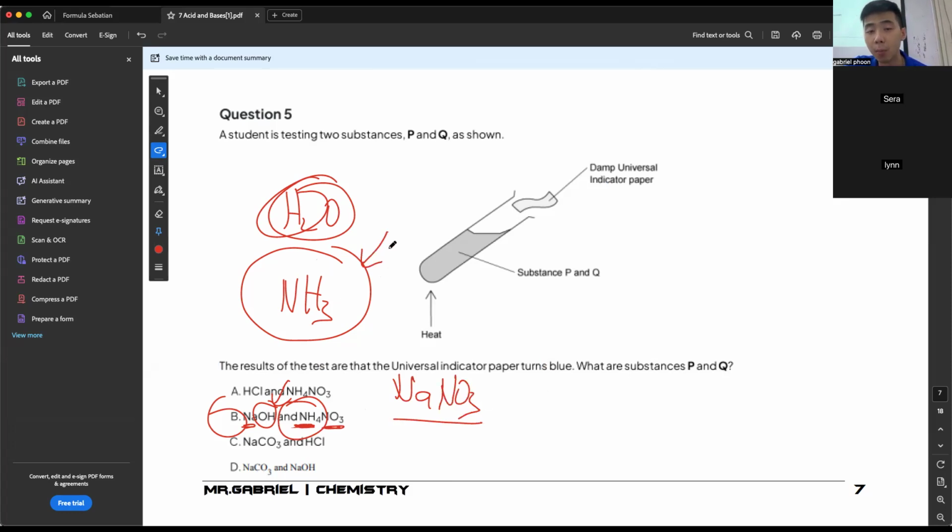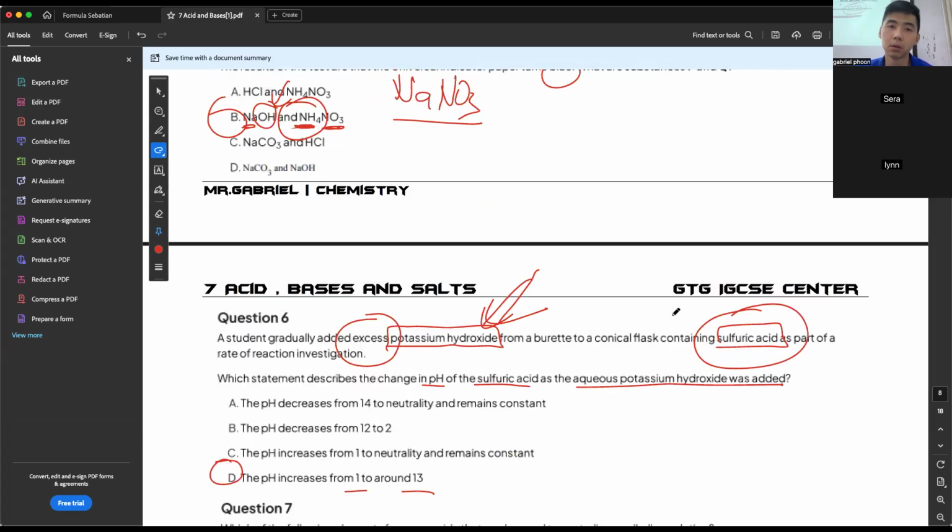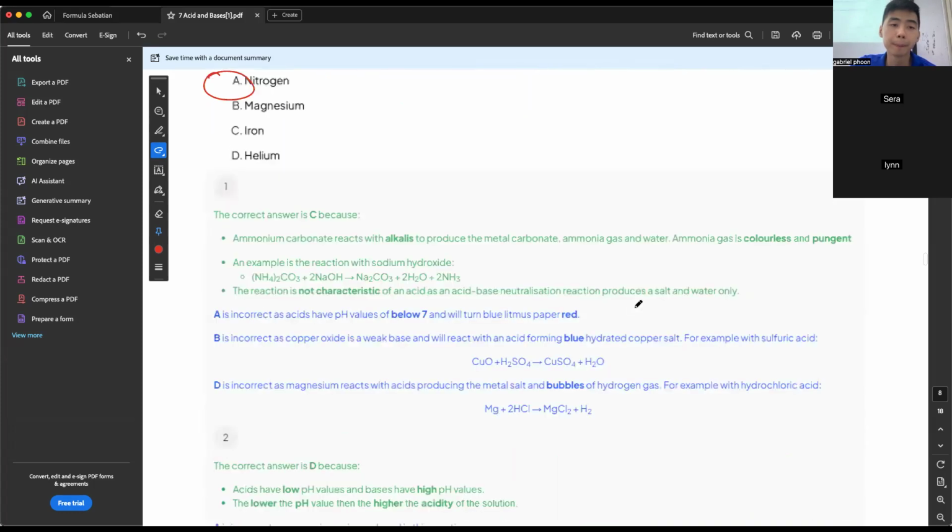So this ammonia is the one that turns the litmus paper blue. In this case here, it's the universal indicator. But blue usually is a good indicator that it's going to be alkali by nature. Okay. Any other questions, guys? Anyone? If not, we move on.